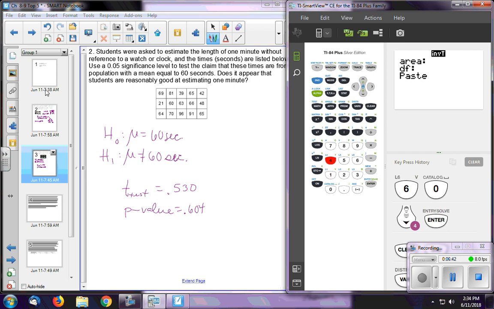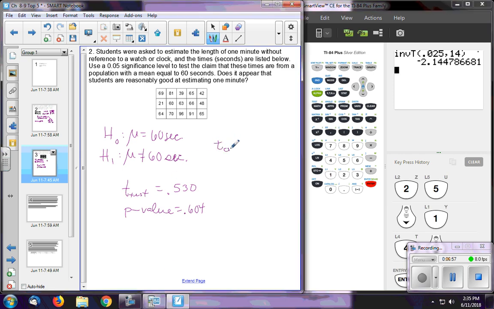Area to the left, if this is 5%, that's 0.025. We have a total of 15 pieces of data, so that means we have 14 degrees of freedom, which gives us a t-critical value of negative 2.145. However, being that this is two-tailed, it's positive and negative 2.145.